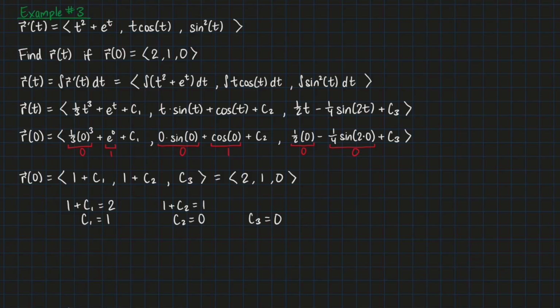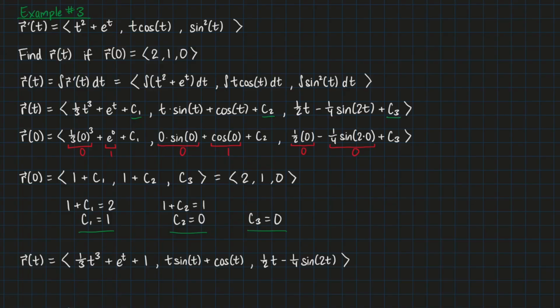So now we can take these values, and we'll put it back into the r of t function. So r of t equals 1/3 times t to the 3rd power plus e to the t plus 1, comma, t times sine of t plus cosine of t, comma, 1/2 times t minus 1/4 times sine of 2t.